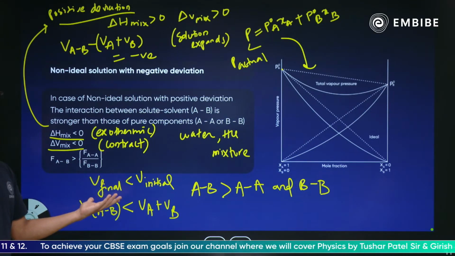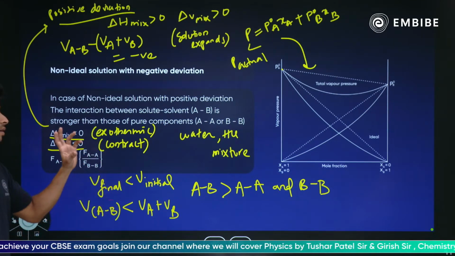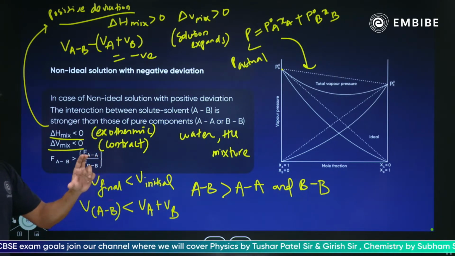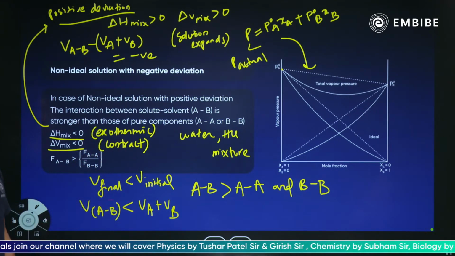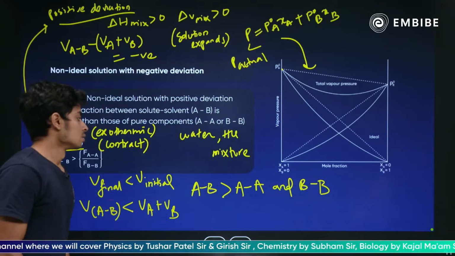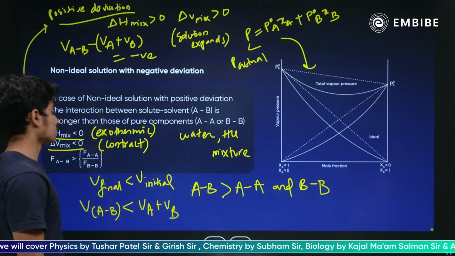So I hope it is clear, Harshit, how delta V mix is 0, less than 0. So basically, with negative deviation, the solution will contract a bit. So we will go to the next slide.